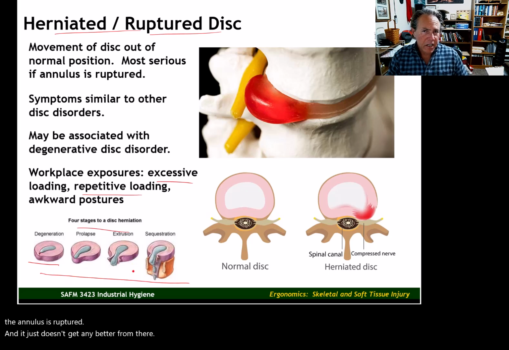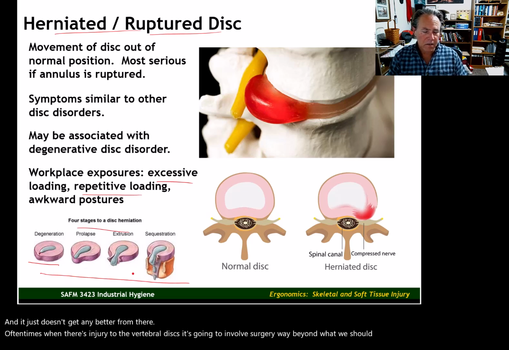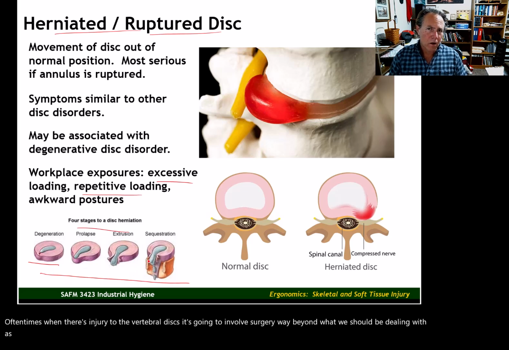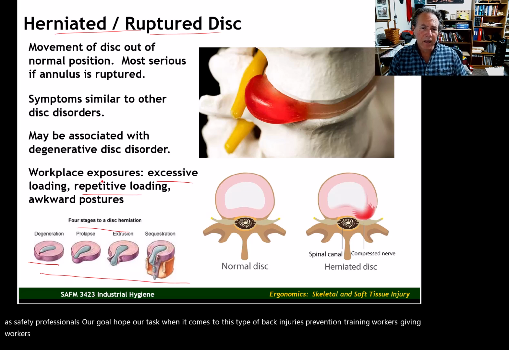Oftentimes when there's injury to the vertebral discs, it's going to involve surgery, way beyond what we should be dealing with as safety professionals. Our goal, our task when it comes to this type of back injury is prevention, training workers, giving workers knowledge that can help them protect themselves from these disorders.